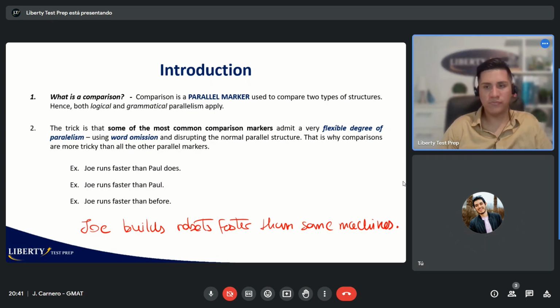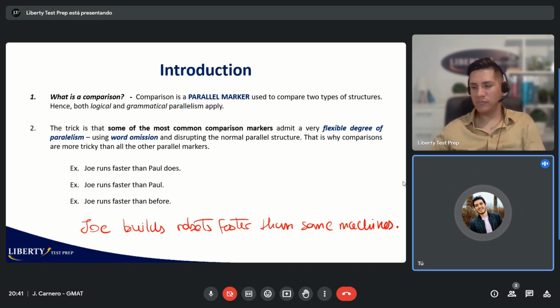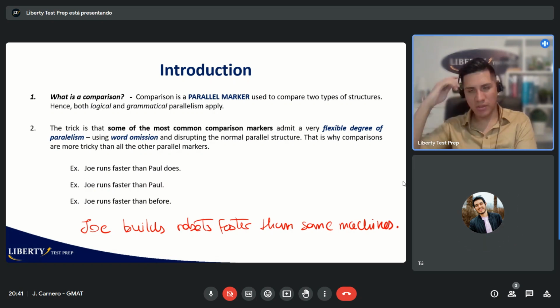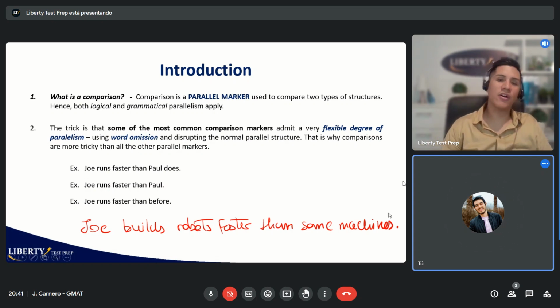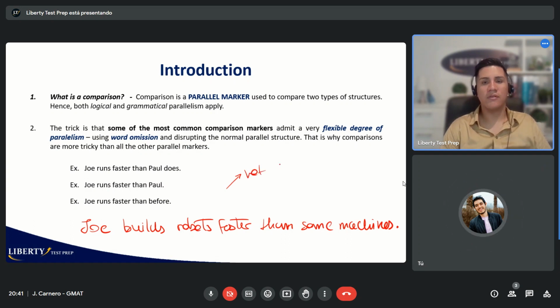It's just a noun, machines, right? Like "blue car." So you have a noun. So is that fine or not? What do you think? Structurally talking, no. Logically speaking, "Joe builds robots faster than some machines." Well, I think they're trying to say that he builds faster than the machines. So I think it's clear. It's not clear. No? Why?